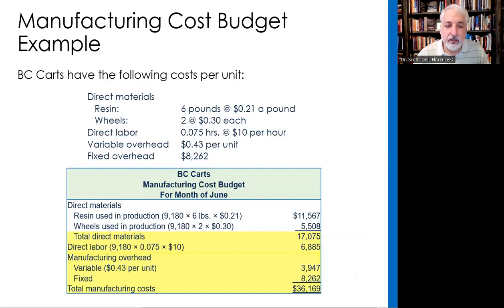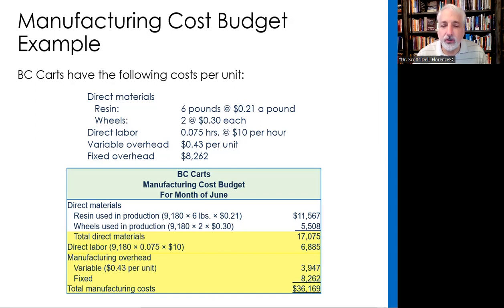And finally, last slide for this segment, we have the following costs per unit. Notice that we not only have the materials, the resin and the wheels, we have labor and variable overhead and fixed overhead. So we've seen that before, in terms of variable overhead and fixed overhead being added, labor being added, and direct materials being added. So here's our budget. Total manufacturing costs include everything: materials, labor, and overhead.